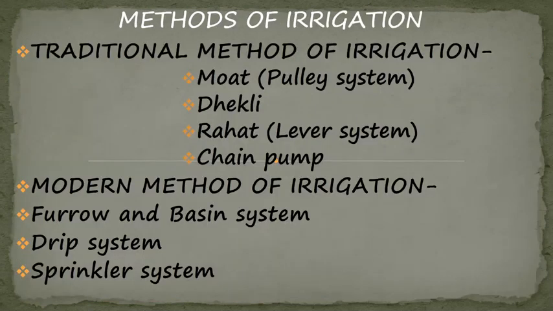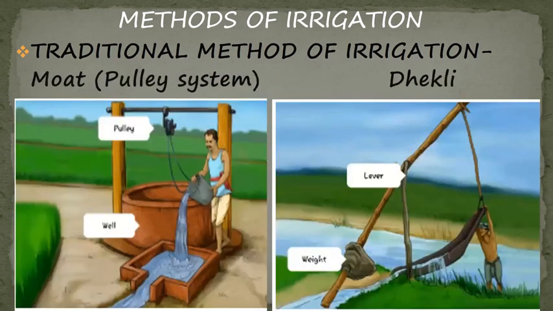What are the various methods of irrigation? The various methods of irrigation are basically divided into two. One is the traditional method of irrigation and the other one is the modern method of irrigation. In the traditional methods of irrigation, we will study the moat or pulley system, we will study dhekli, we will study rahat, and we will study the chain pump.